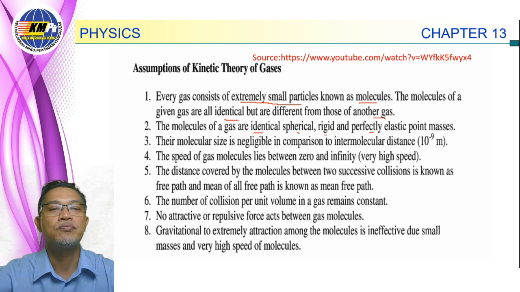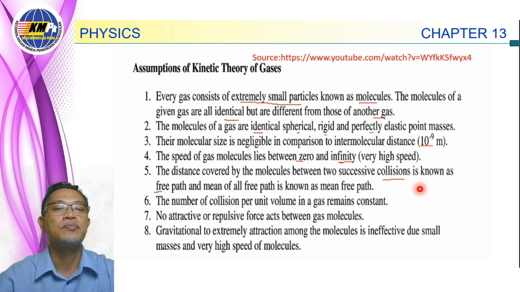Their molecular size is negligible compared with the intermolecular distance between them, which is of the order of 10 to the power minus 9 meter. The speed of the gas molecules can be zero, it can be infinity, so it lies between zero and infinity. The distance covered by molecules between two successive collisions, meaning when they strike one another, is known as the free path. And if you take the mean of all these free paths, this is known as the mean free path.